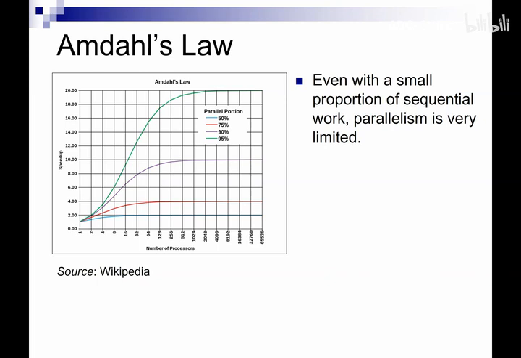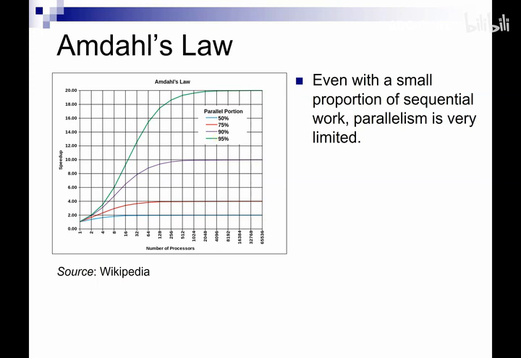For example, this blue line is saying that the sequential portion of your program is half of your program. Half of your program cannot be parallelized, and the other half can be. The red line is saying that 75% of your program can be parallelized, so there's 25% that's sequential. Then here there's 10% that's sequential, and here 5% that's sequential.